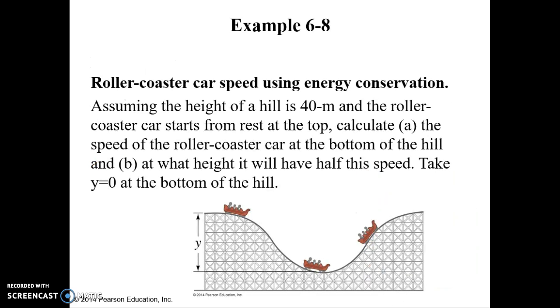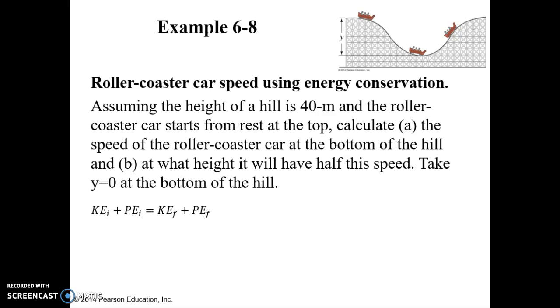In our next example, let's assume that the height of a hill is 40 meters and that the roller coaster starts from rest at the top. We want to calculate the speed of the roller coaster at the bottom of the hill. Again, we'll start off with conservation of energy. This time we have initial kinetic energy and final potential energy equaling 0 because the car starts from rest, and the bottom of the hill is our reference point for 0 potential energy.